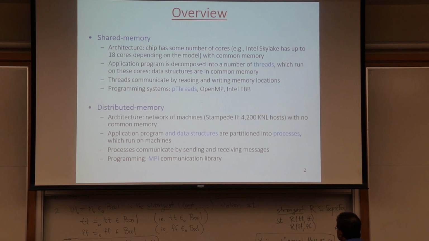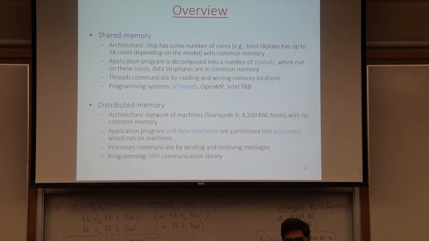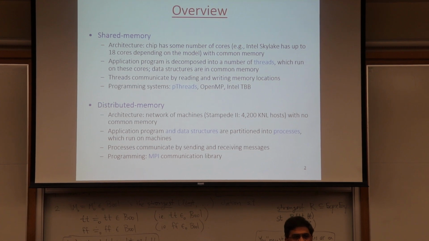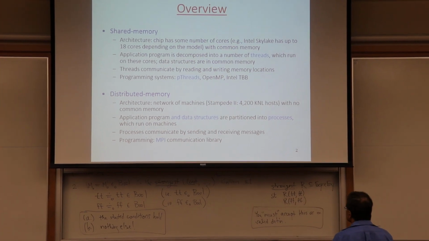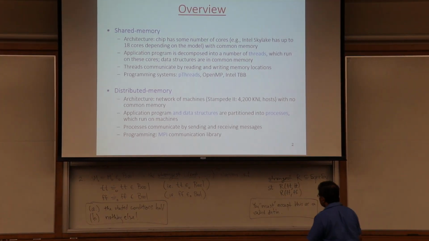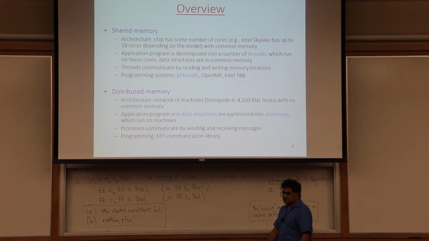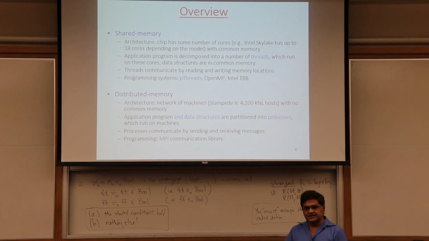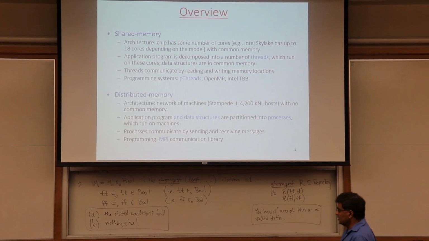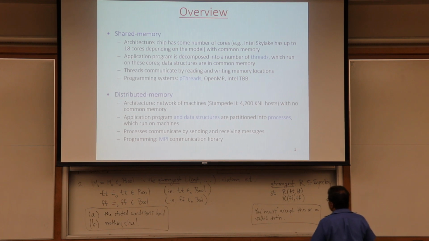In addition, data structures also have to be partitioned between the different processes, between the different machines, because there's no common memory. So if I have a large array, what I have to do is partition that array between the different machines. And then you have to do all the communication of values and so on. There's a standard library called MPI, Message Passing Interface, that became standardized in the mid-90s, and today everybody uses MPI. I'm going to show you a couple of MPI programs just to give you an idea of what's involved in writing MPI programs.